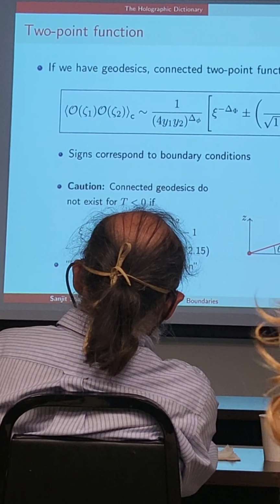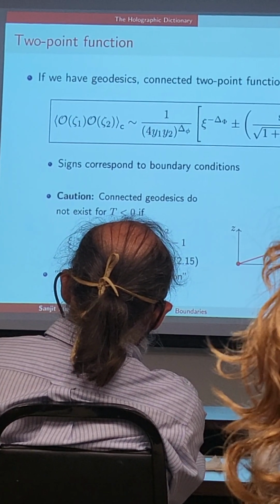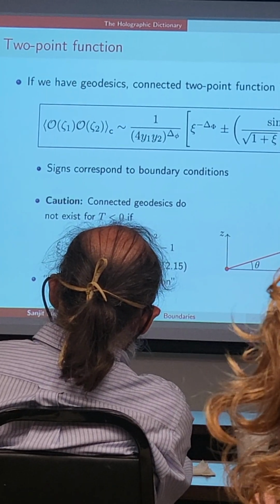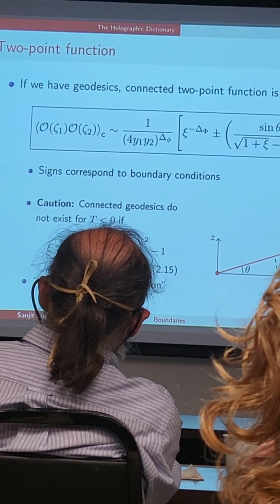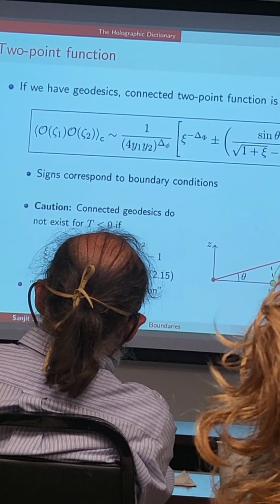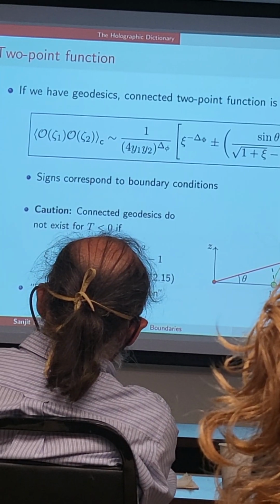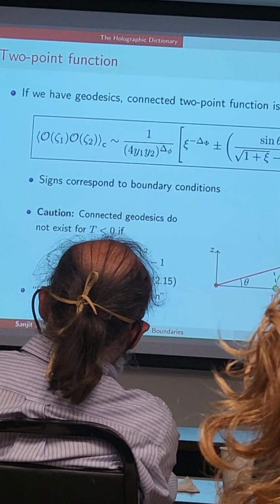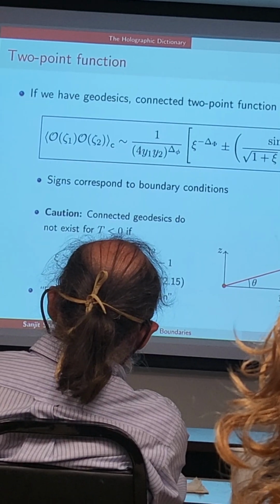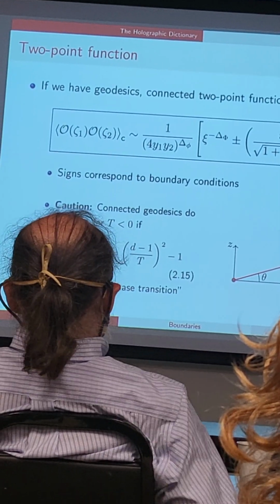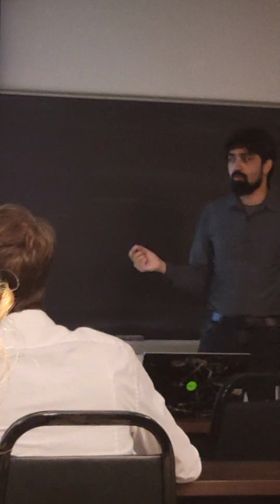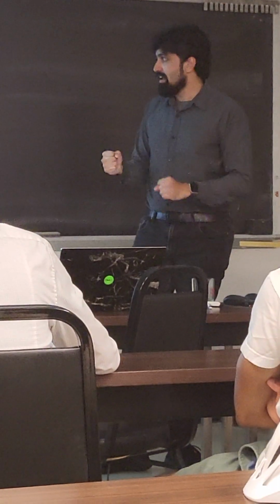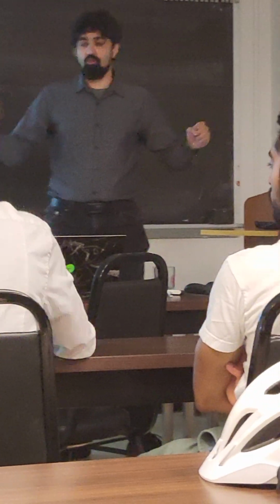Now, those geodesics don't always exist if t is less than 0. I have a figure here where t less than 0 means this theta is an acute angle, and I have this small wedge. So if you take these insertions to be too far apart, there's a point where you can try to draw the geodesic and it just won't fit in the space. That happens when your cross ratio is too big.